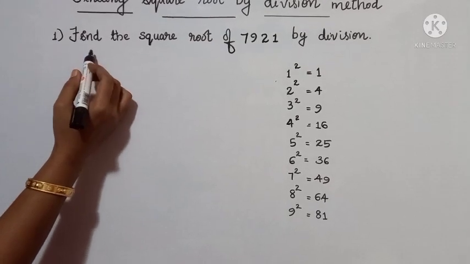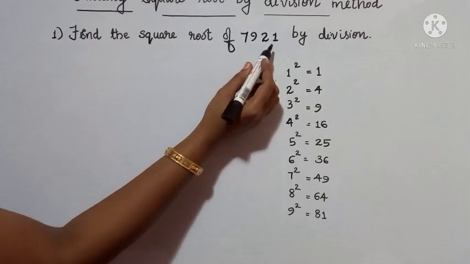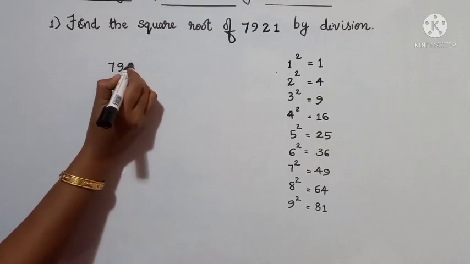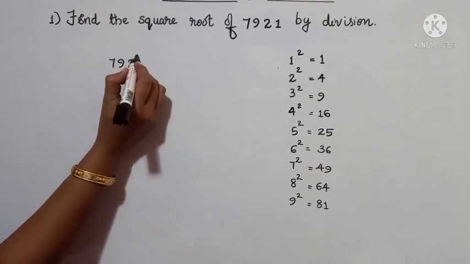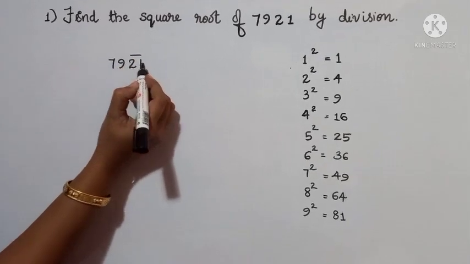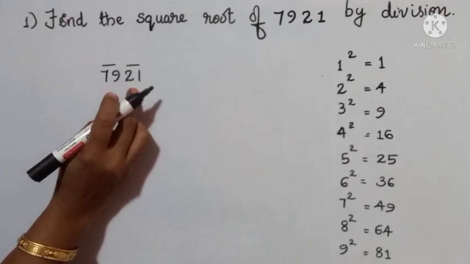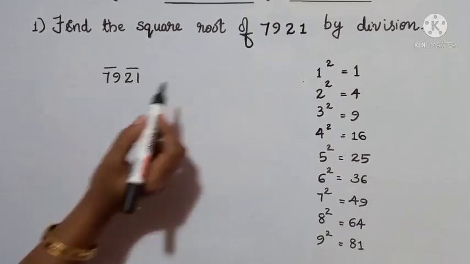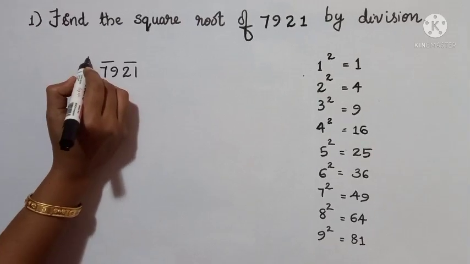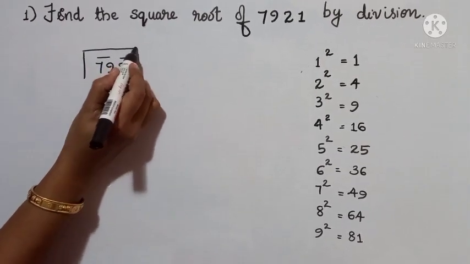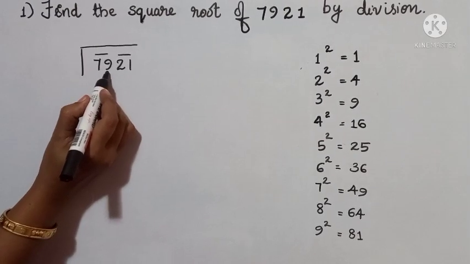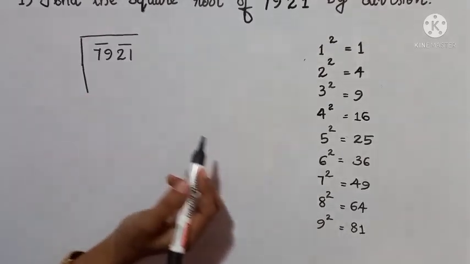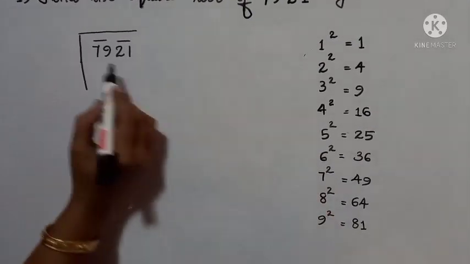Then our second question is, find the square root of 7921 by division. We write 7921 and place a bar over each pair of digits from right to left. Here we have two pairs, so the square root of 7921 is a two-digit number. Then we do the division. Take the first group 79 and find the nearest perfect square which is less than 79.